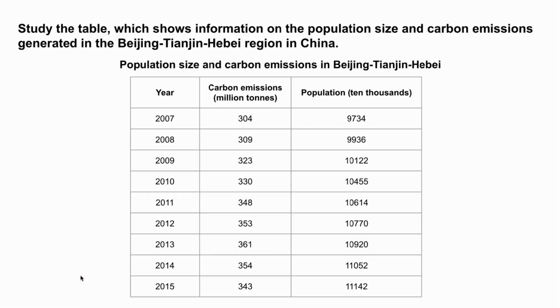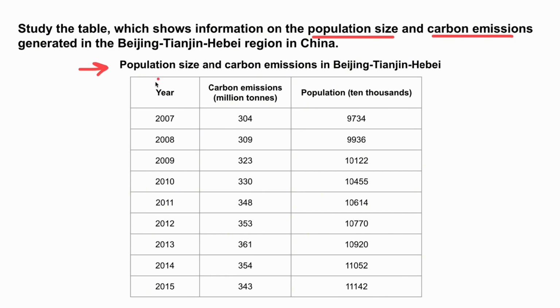In this video, we're going to be talking about information represented in tables. So in this table, the information shown is on population size and carbon emissions generated in the Beijing-Tianjin-Hebei region in China. So this context is again repeated in the title of the table, which shows you exactly the same thing. So for this table, there are actually a few questions that can be asked.